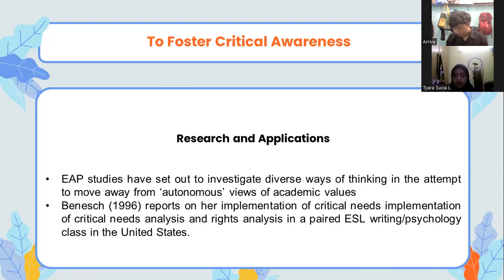So Benesch then seeks to determine how students assert their rights in relation to the psychology course requirements in the second study. In her second study, Benesch asked EAP students to write a letter to the professor, suggesting modifications that will encourage them to act more constructively. As a result, she used EAP teaching to create tools that students can use to change the situation in which they find themselves. So I think that's it about fostering critical awareness. Thank you, and I give it again to the moderator.